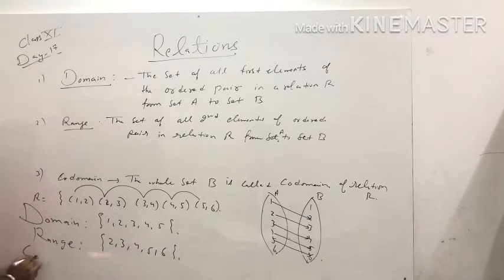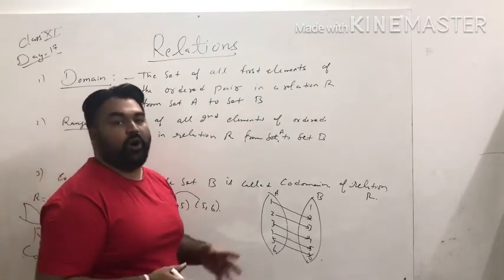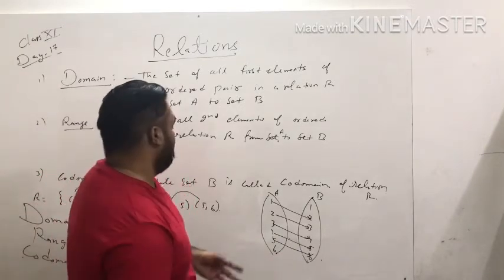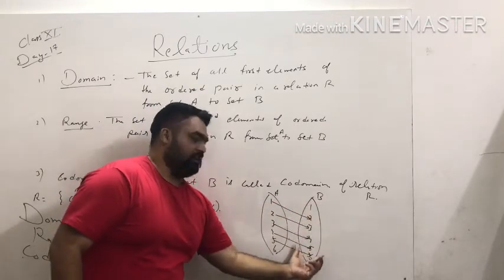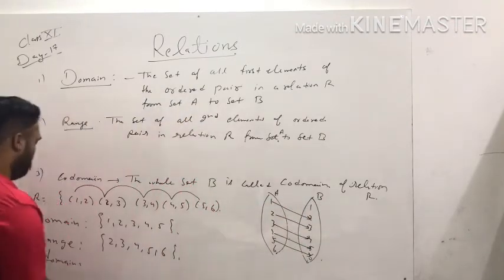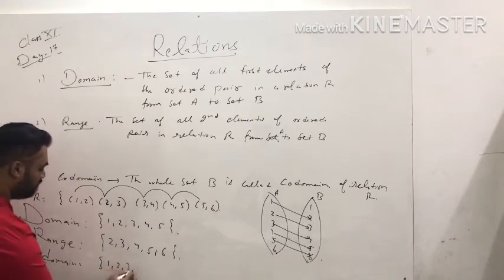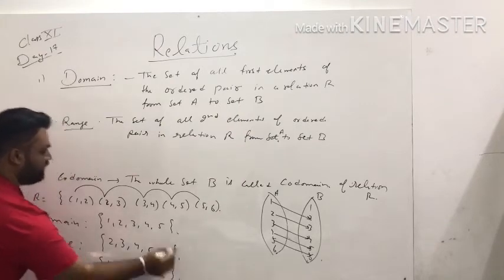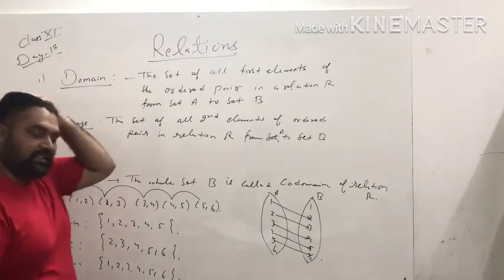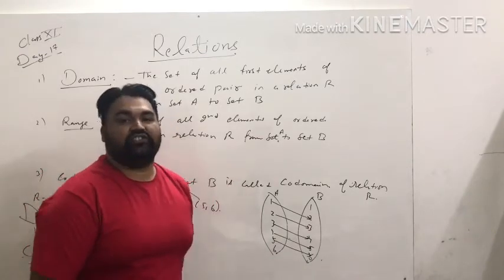The last one, codomain. Codomain means all the elements of set B. So all the elements of set B: 1, 2, 3, 4, 5, 6. So this is the basic concept of domain, range and codomain.